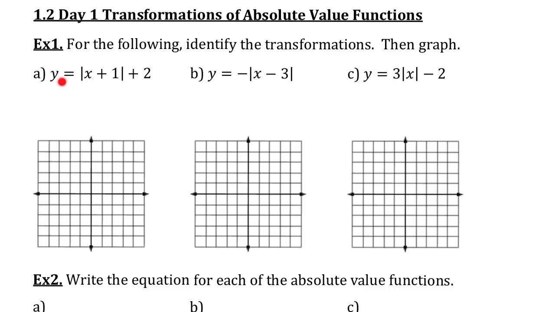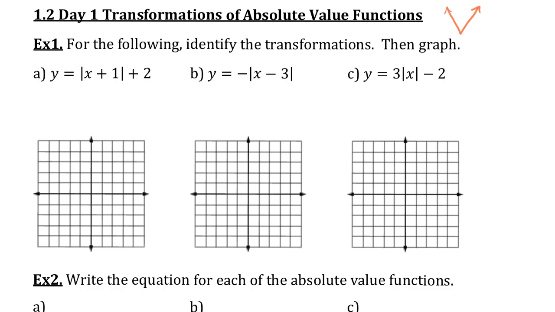Okay, so for A, it says y equals the absolute value of x plus 1 plus 2. This is an absolute value function. Everything today will be an absolute value function. Absolute value functions look like these. Slope on each side is 1 and -1.